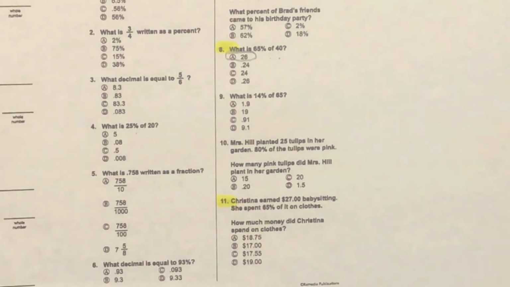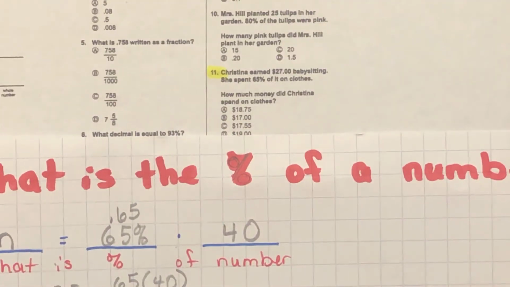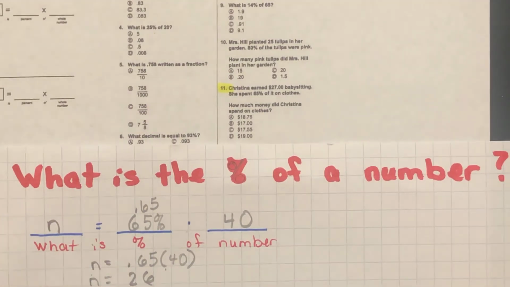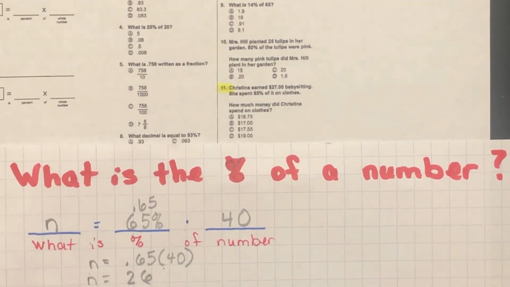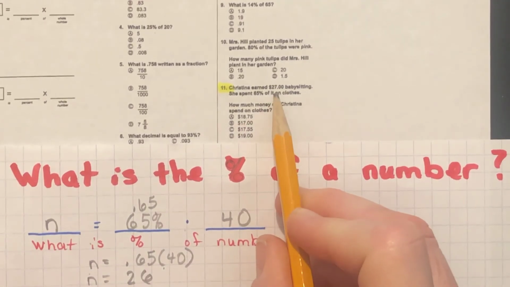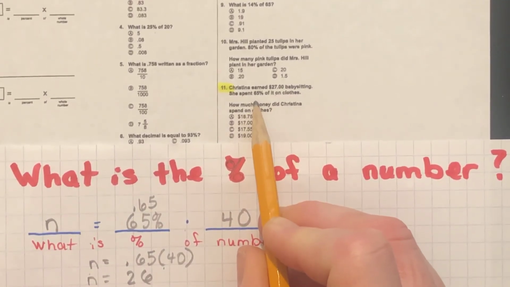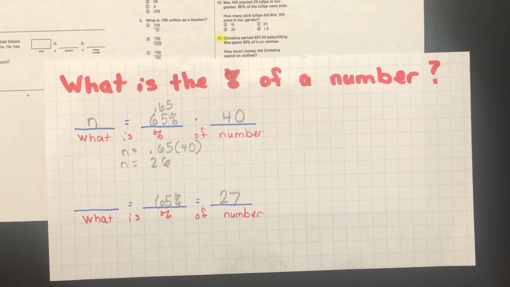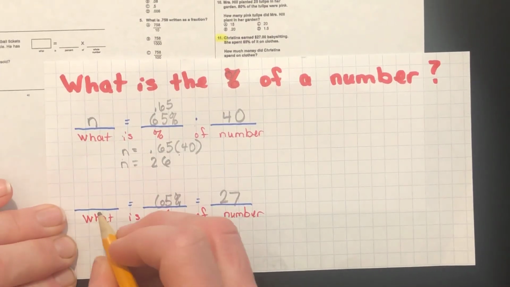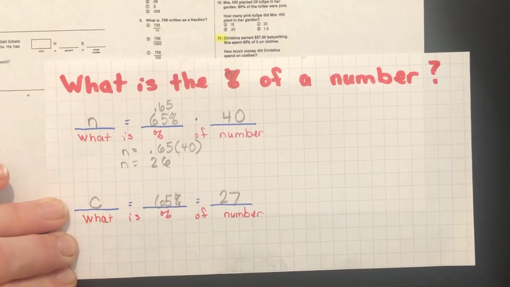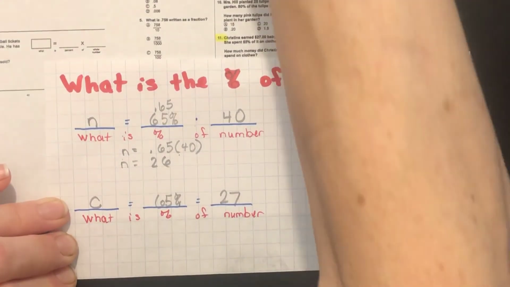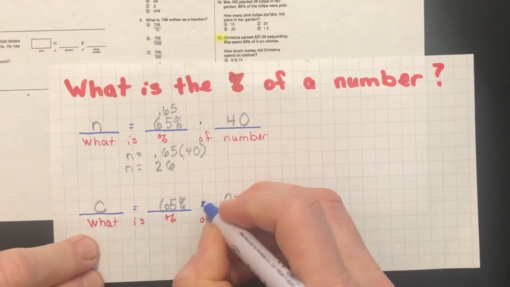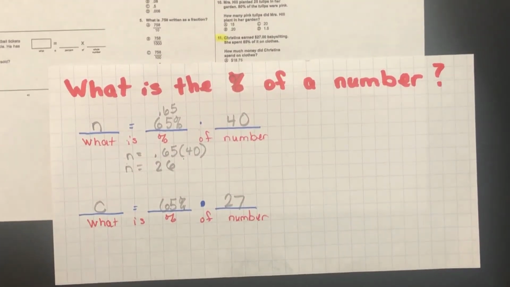Number 11. Last one. Together, that is. Christina earned $27 babysitting. She spent 65% on clothes. How much money did Christina spend on clothes? She earned $27 and spent 65% of it. We want to know what is 65% of 27. What is 65% of 27? I'm going to say C for clothes because she spent it on clothes. Of. There we go. Now it looks right.